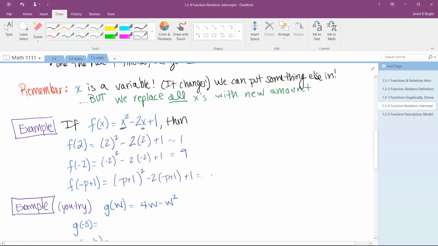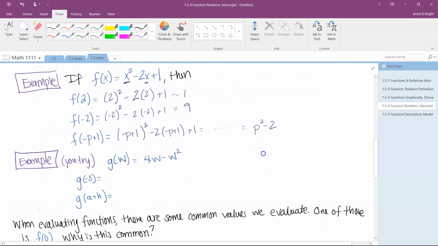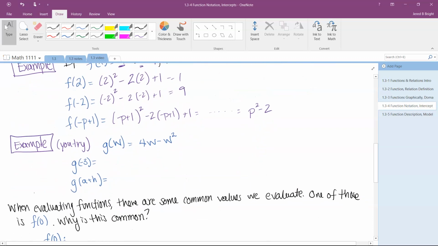Here I'm going to do dot, dot, dot for time purposes, and I'm assuming we've seen algebra. If you need some help working this out, certainly ask in class and we can go through that. What I end up with at the end is p squared minus 2. Make sure to do that on your own and check. All right, a few examples are done. I want you to pause the video and try these on your own. And there we go, there are the answers.